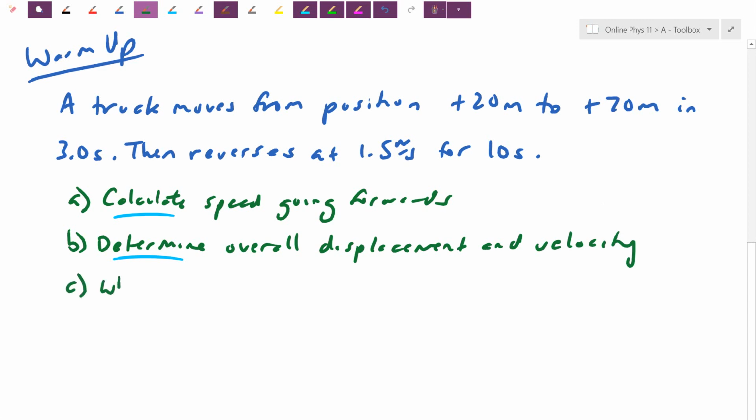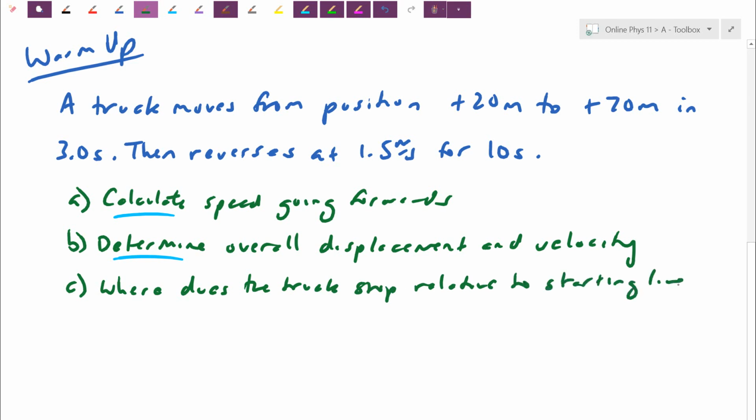And then C, where does the truck stop relative to the starting line? Okay, and I'll draw you a picture of what I mean.